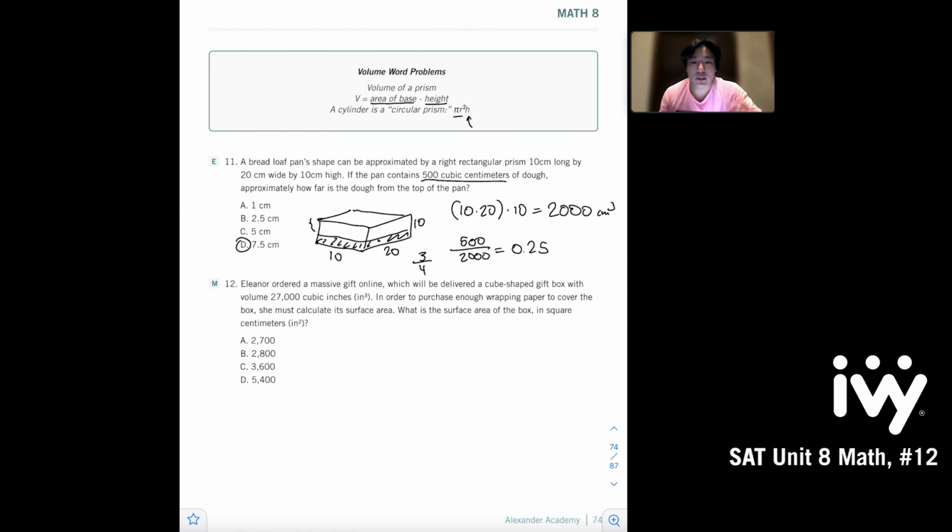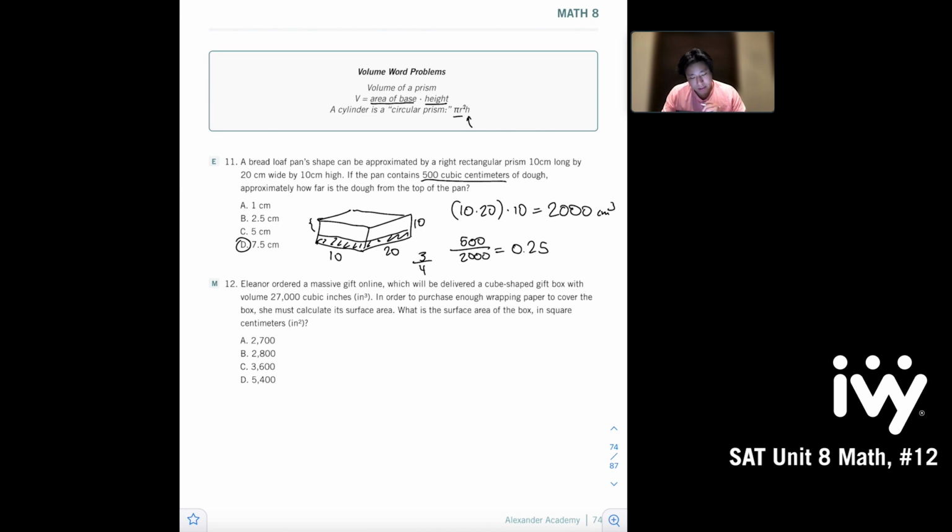Okay, Eleanor ordered a massive gift online, which will be delivered in a cube-shaped gift box with a volume of 27,000 cubic inches. In order to purchase enough wrapping paper to cover the box, she must calculate its surface area. What is the surface area of the box in square centimeters?